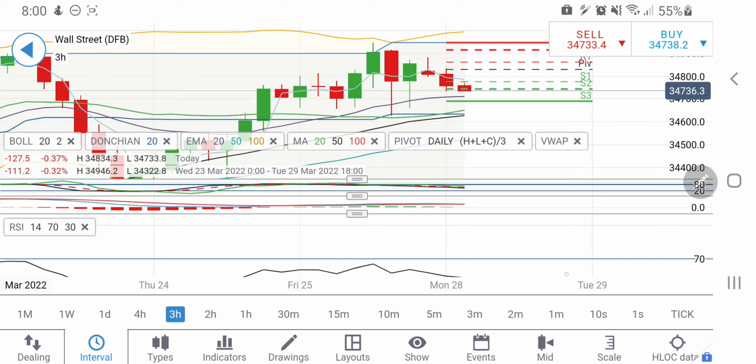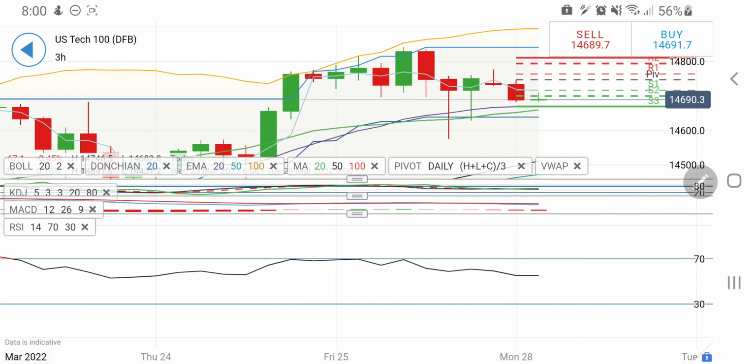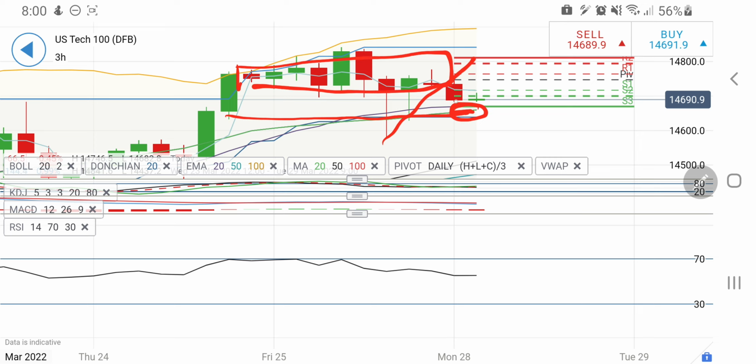Now let's have a look at US100. This is the 3-hour chart for US100. There is a little support here at around 14,630 zone. You can see this 20 period moving average breaking 14,600. First of all, it has come out of this box on the 3-hour chart. This is a breakout candle, possibly going to remain bearish till the time it is below 14,740 levels. It is going to remain bearish.